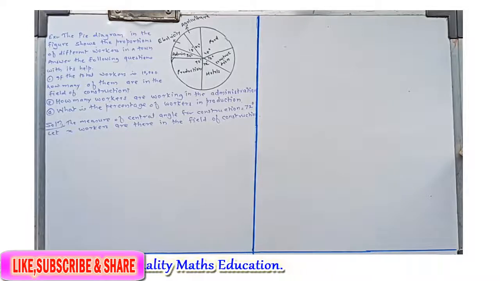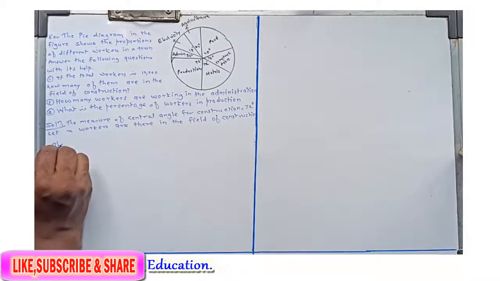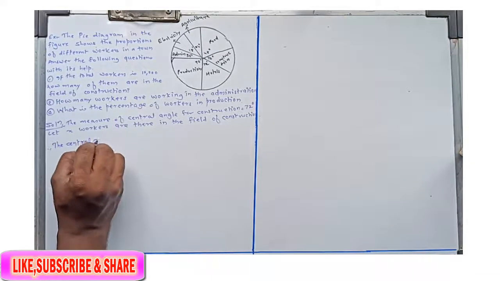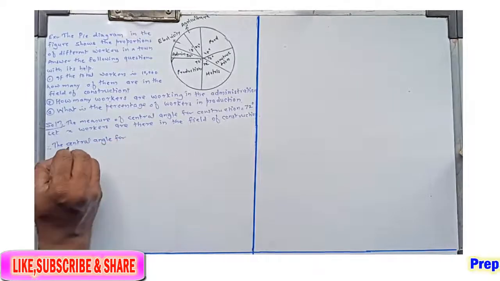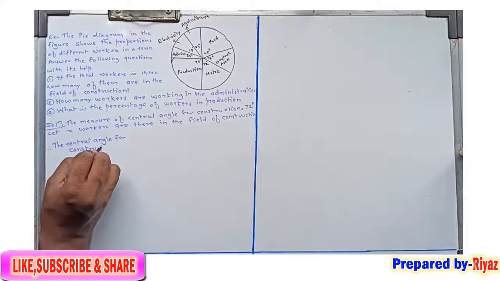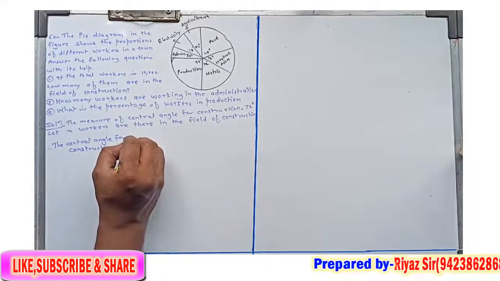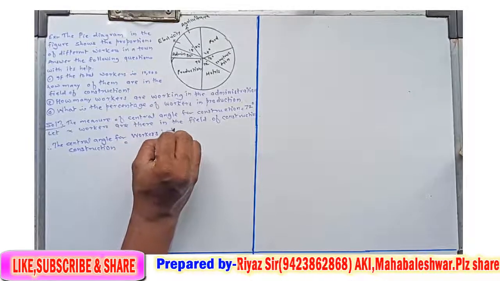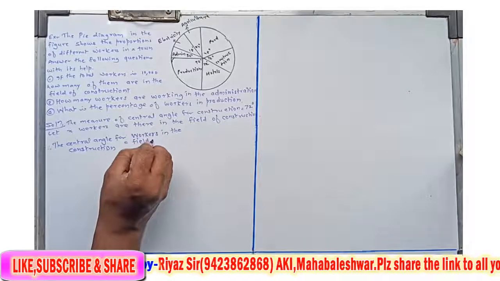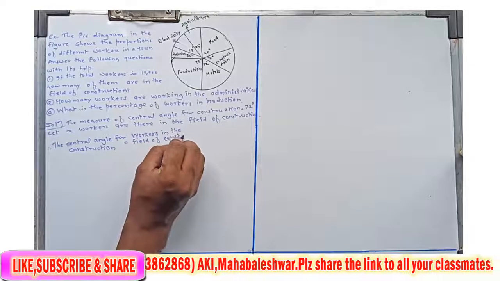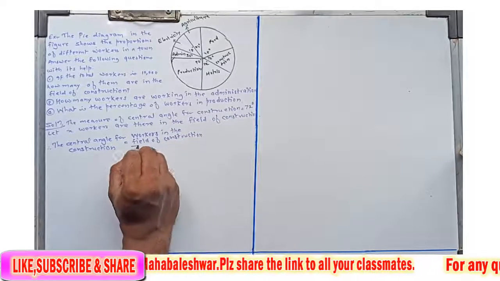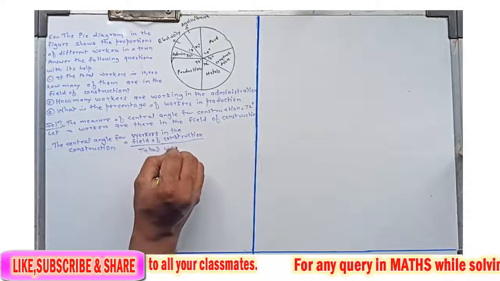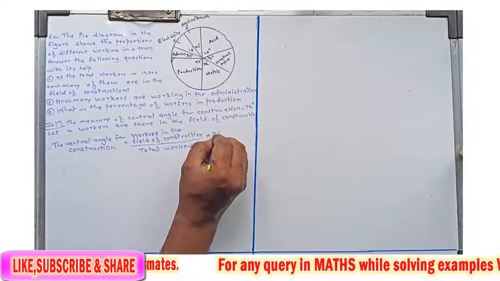x workers हैं, ऐसा कंसिडर करेंगे. Therefore the central angle, therefore from that formula the central angle for construction is equal to workers in the field of construction divided by total workers into 360. ठीक है.